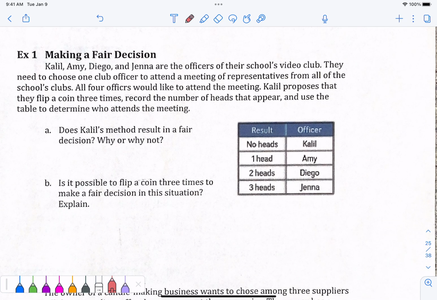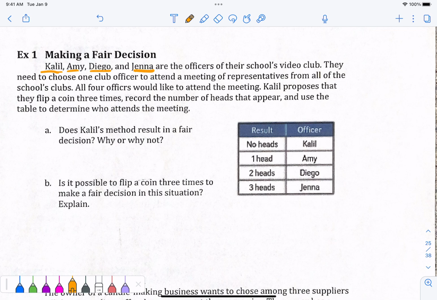All right, so example 1. This is kind of a tricky question. There are 4 people on a team: Khalil, Amy, Diego, and Jenna. Those are the 4 officers on the school's video club. They need to choose one of those officers to attend the meeting of representatives from all of the school's clubs. So one of them is going to be chosen, and we're going to figure out how to decide fairly which one goes.